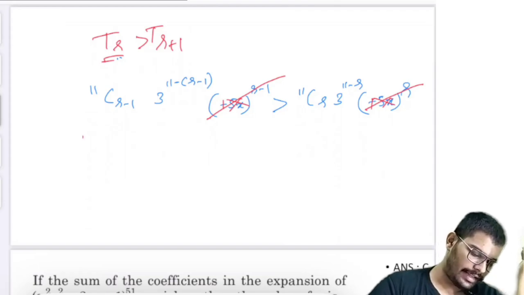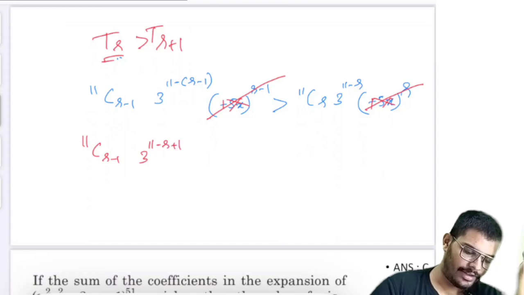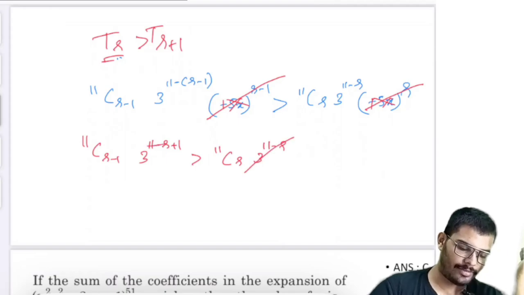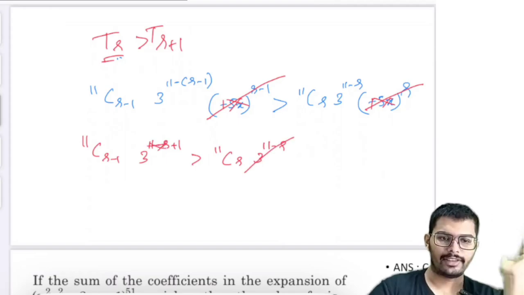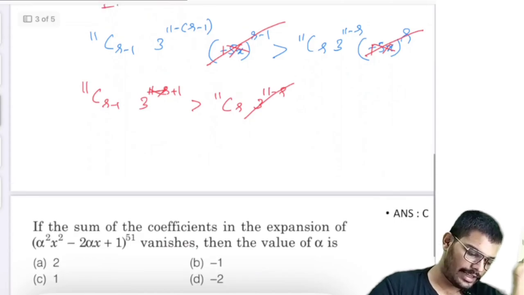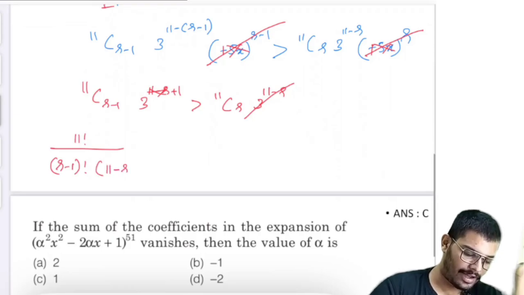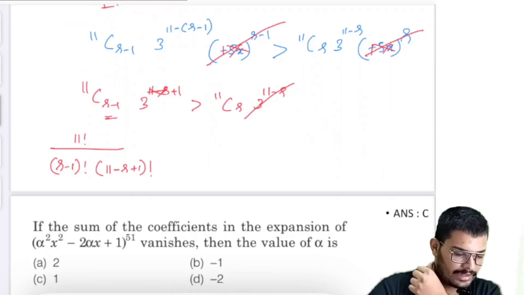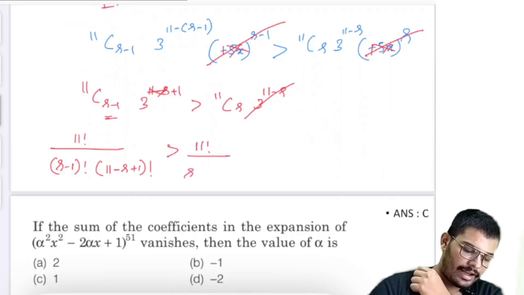Now this is 11cr minus 1 3 raised to 11 minus r plus 1 greater than 11cr 3 raised to 11 minus r. So when you cancel 3 raised to 11 minus r, you will be left with 3 on this side. Now what is 11cr minus 1? It is 11 factorial divided by r minus 1 factorial into 11 minus of r minus 1 factorial. That is, this minus will become positive, greater than 11 factorial divided by r factorial into 11 minus r factorial.